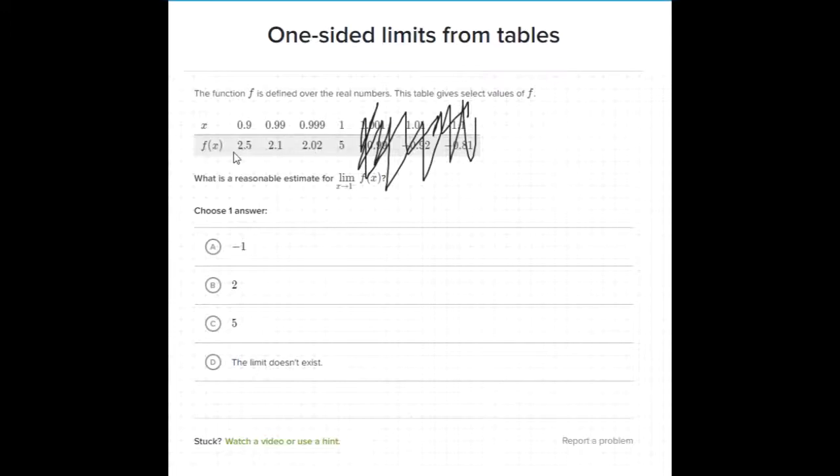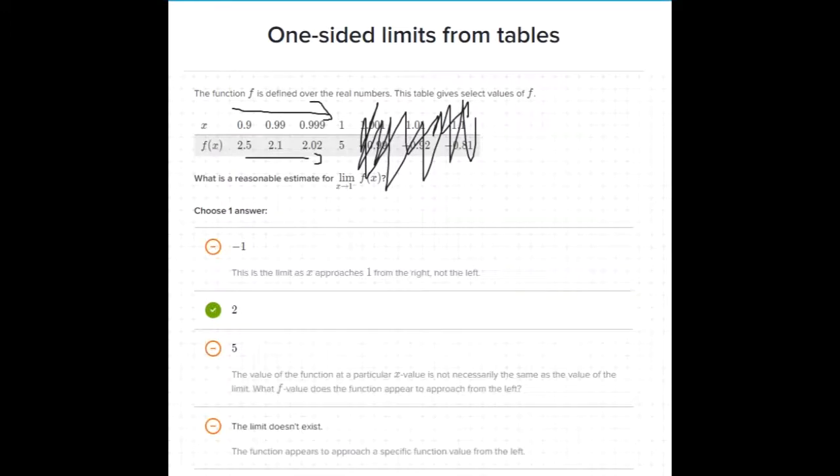And so we have the values 0.9, 0.99, and 0.999, getting closer to 1. And the y values are 2.5, 2.1, and 2.02, getting closer to 2. So what can one assume? These x values are getting closer to 1, but when it hits 1, it's at 5. So we think it's a different graph, something like this. Again, it's not accurate, but let's get the idea. This is getting closer to 2, so we'd say that the answer is 2, and that's correct.